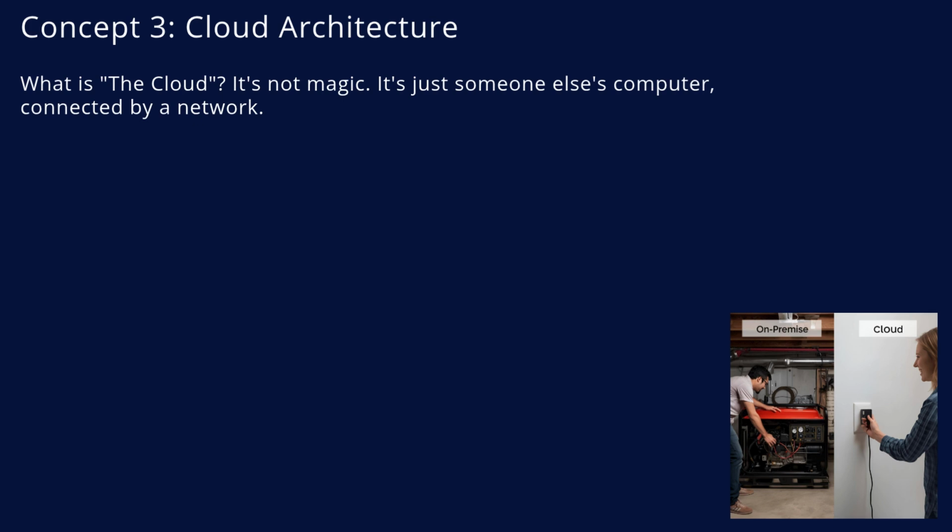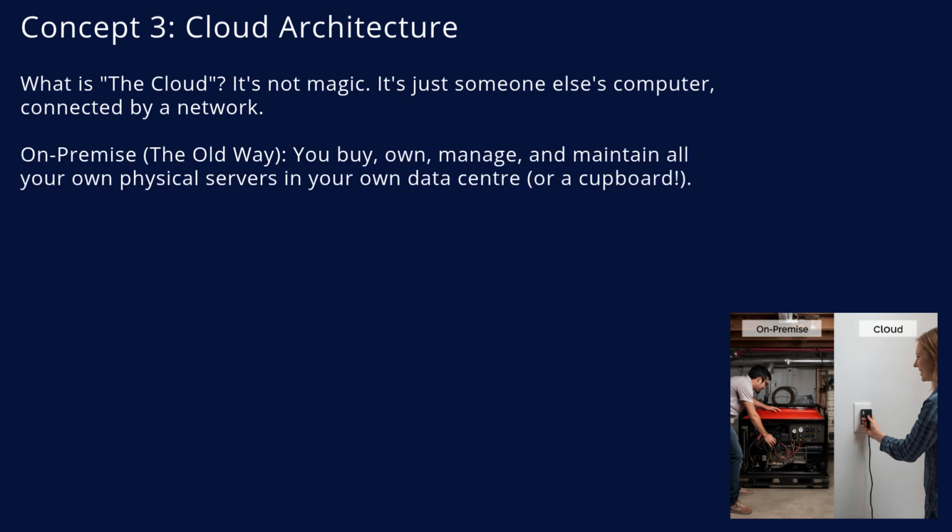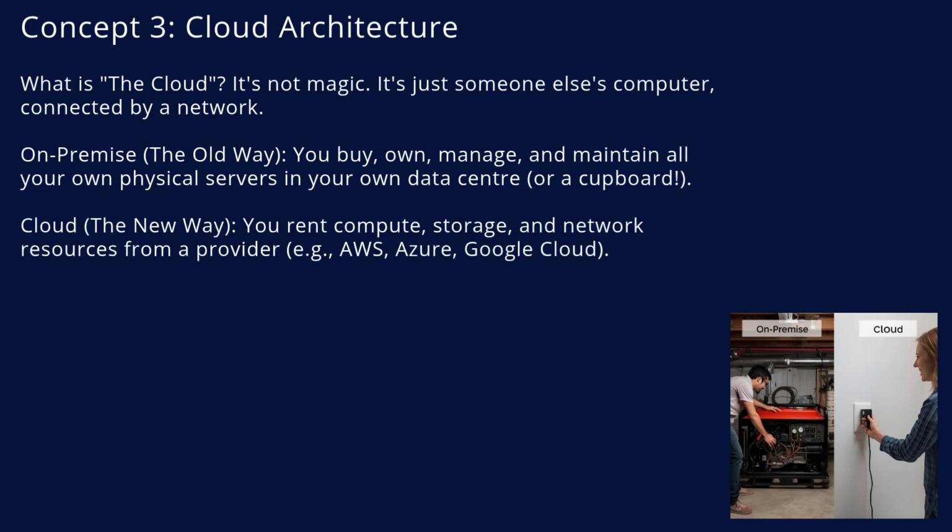One of the most important concepts in all of modern technology is cloud architecture. So, what is the cloud? I'll tell you, it's not magic. It's just someone else's computer that you can access over the internet. The on-premise or old way was that every company had to buy its own physical servers, put them in a dedicated room or a cupboard, manage the power, the cooling, and the security, and hire a team to fix them when they broke. The cloud, or new way, is to rent all of that as a service.